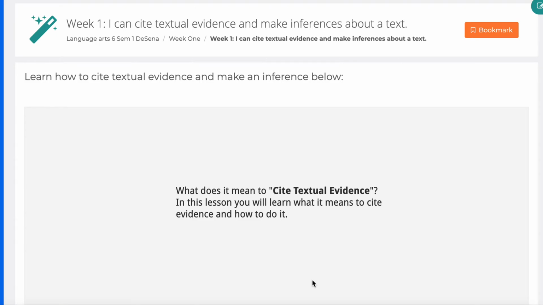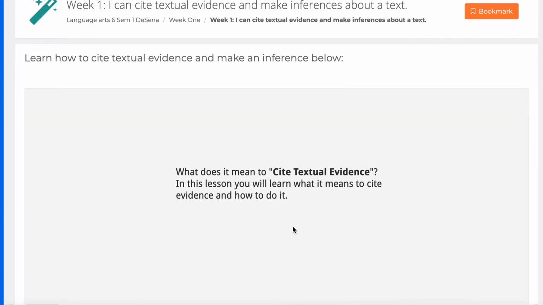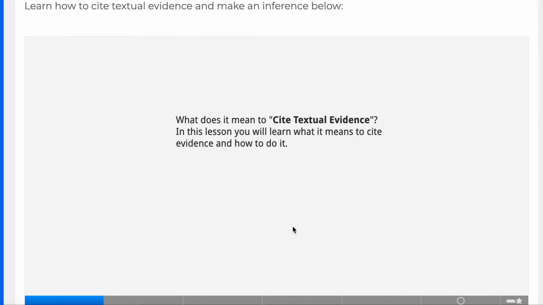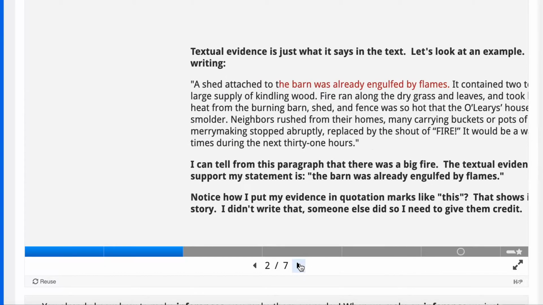Hi again, students. Right now, I'm going to teach you how to cite textual evidence and make inferences about a text. So your objective, or your I can statement here, is: I can cite textual evidence and make inferences about a text. So what does that mean? What does it mean to cite textual evidence? Well, that's what we're going to learn how to do right now.